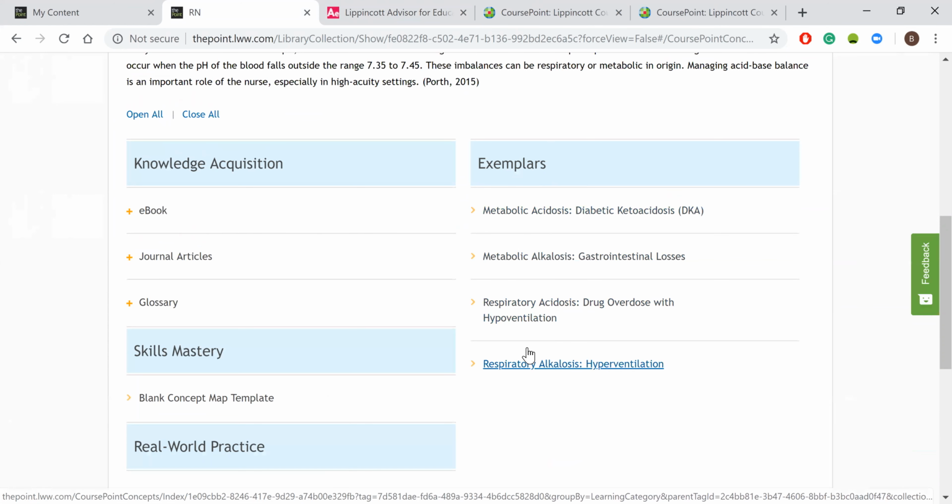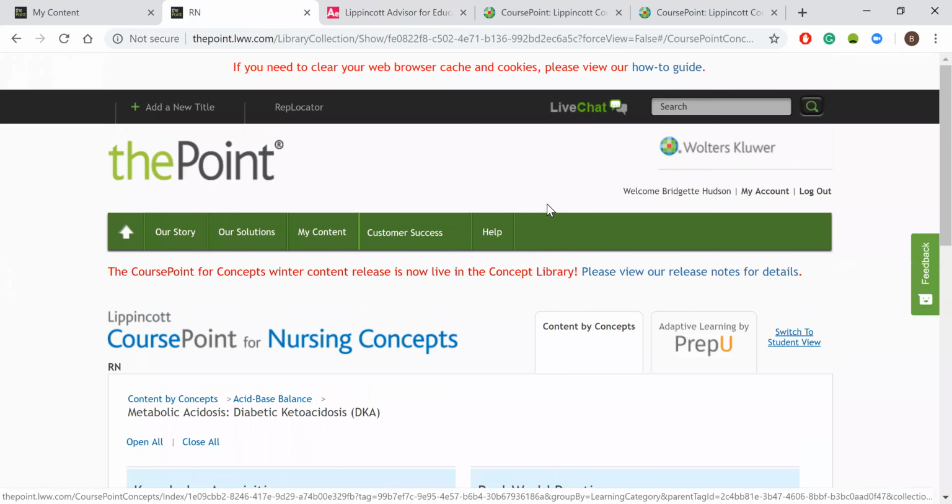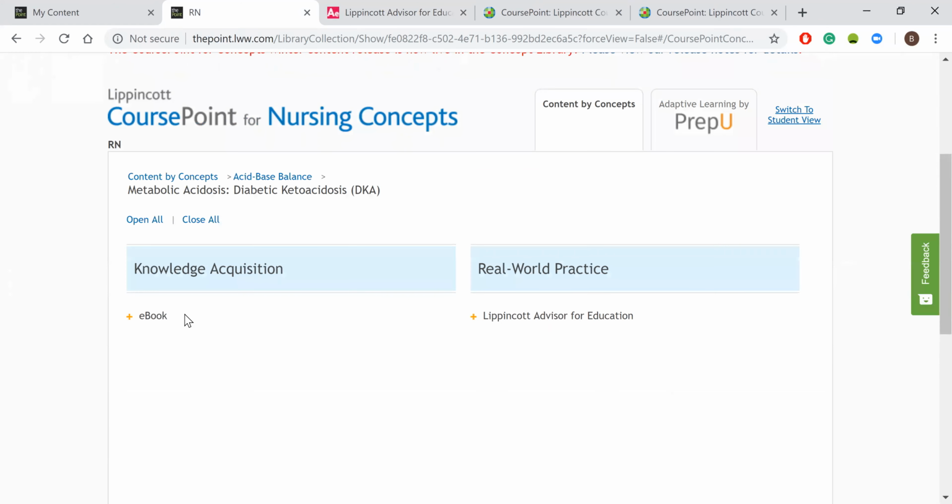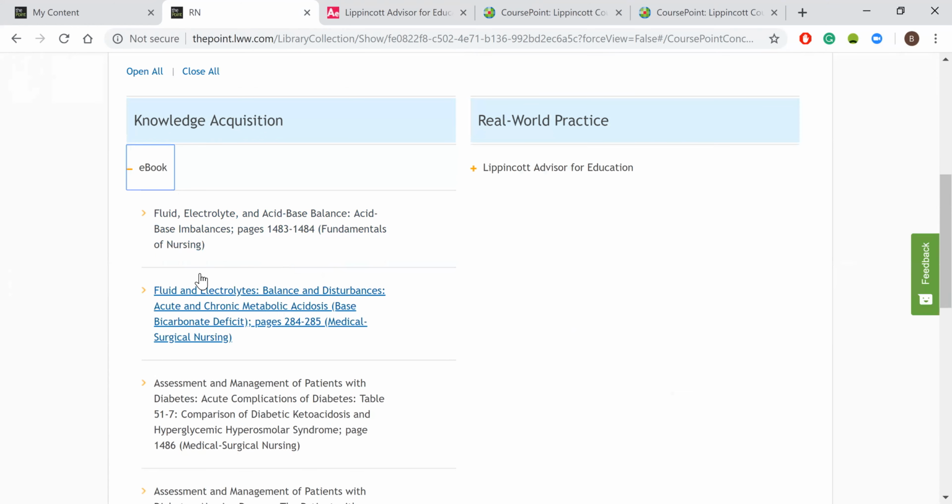These are the 4. Now, you need to understand how to determine those things, but that's how your exemplars are set up. And that's your education for Lippincott advisor for education, or you can go to the textbook, but this is going to cover everything you need to know.